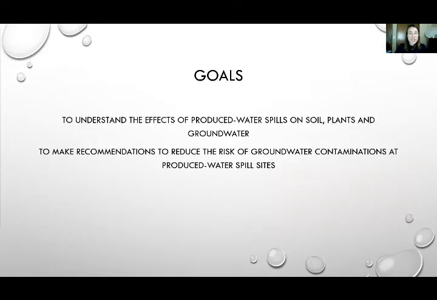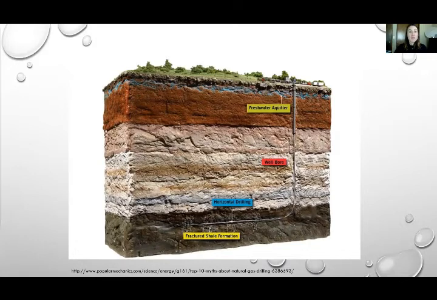Okay, so let's dive into this research. The overall goal of my PhD research was to understand the effects of produced water spills on a soil, plant, and groundwater system, and to be able to make recommendations to reduce the risk for groundwater contamination at produced water spill sites. Produced water is generated from oil and gas extraction through vertical and horizontal drilling.